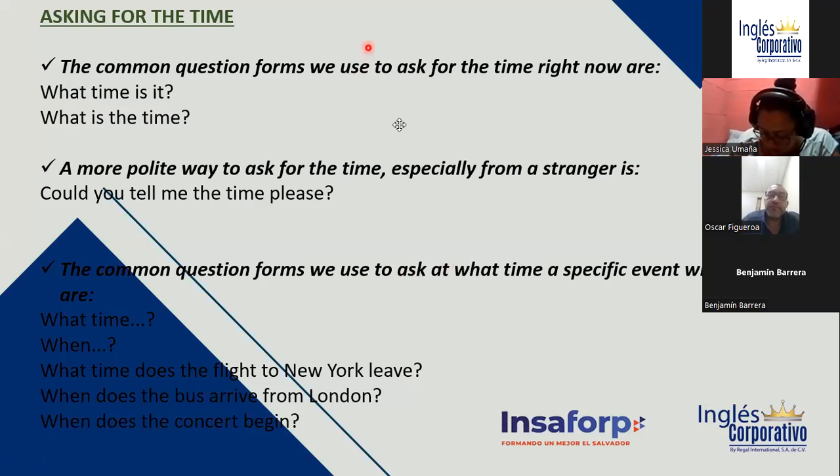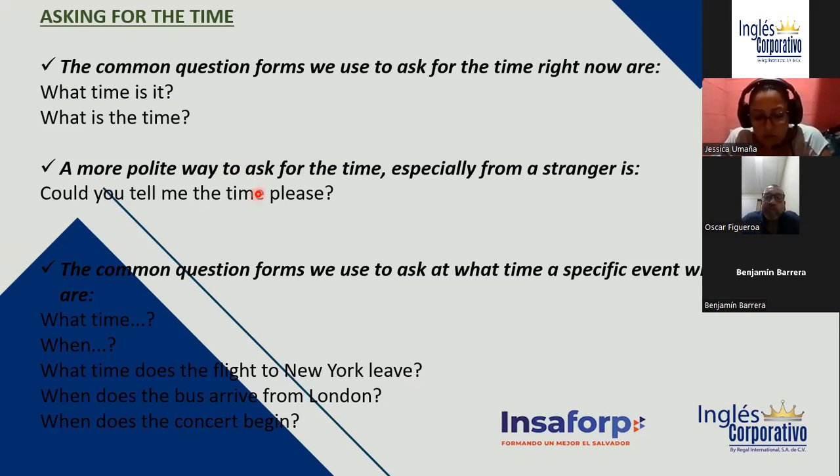Existen estas formas de preguntar el tiempo. For example, the common questions to ask someone for the time right now are, las preguntas comunes son, what time is it? Or what is the time? Those are the two more common questions that we have. Las preguntas más comunes. Both of them.